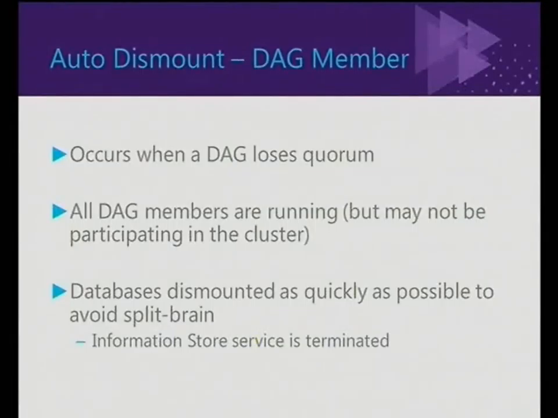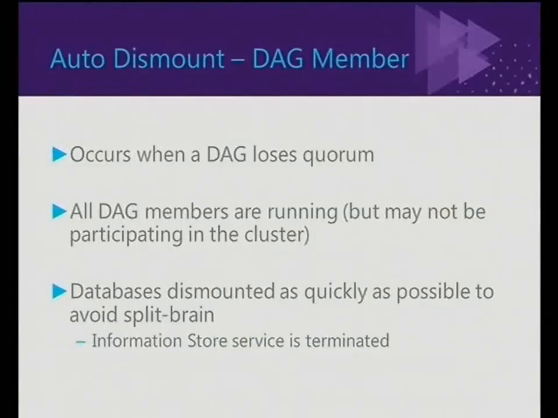Auto dismount. This occurs when a DAG loses quorum. So auto mount occurs when the DAG starts up. If your DAG member loses quorum, that's when auto dismount starts and kicks in. And in fact, auto dismount is the only case in which the SAM can take a form of corrective action. Okay? Otherwise, all other tasks that you do have to be performed by the PAM.